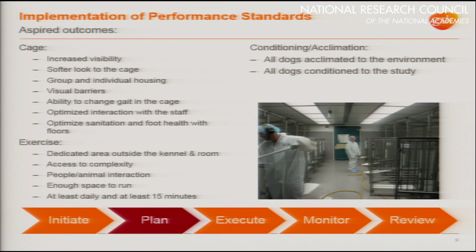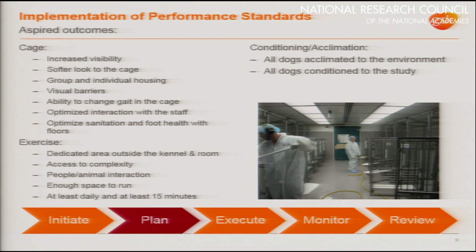We wanted increased visibility for the animals. We had heard that that was a desired feature of caging, and the gray literature was telling us that dogs don't bark very much when they have a high level of visibility. We wanted a softer look to the cage, especially the European contingent felt strongly about the use of even wood and plastics to help soften the looks and the feel of the cage.